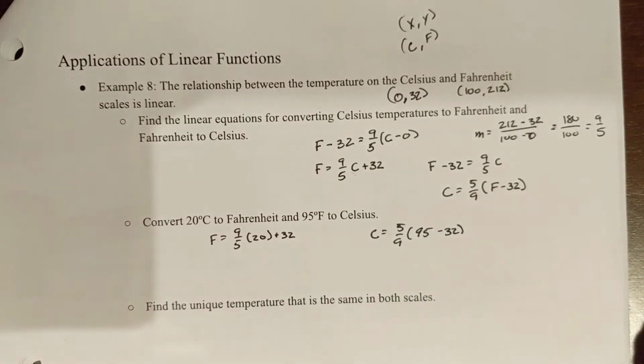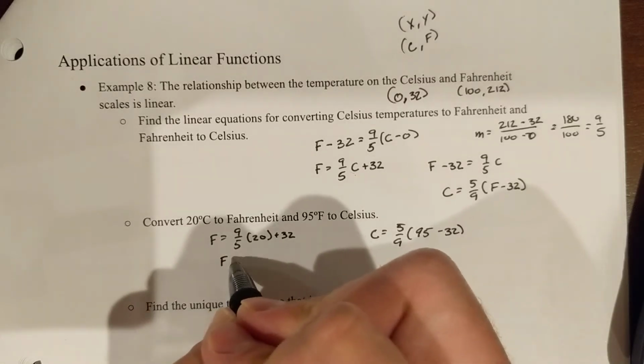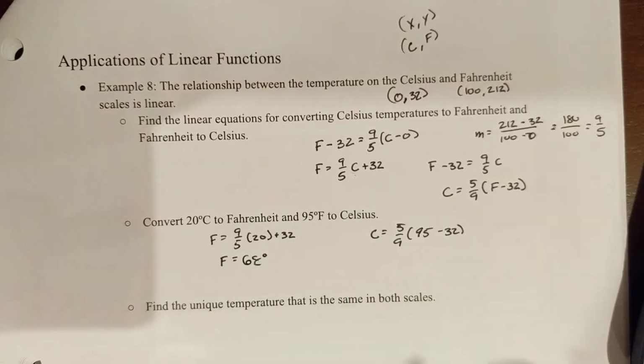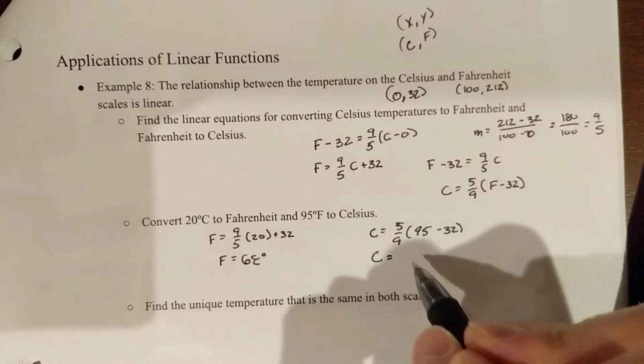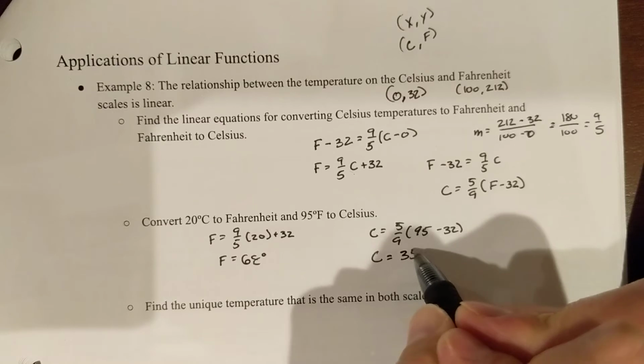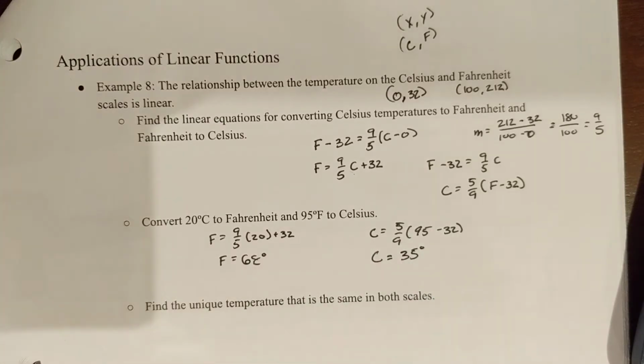And then it all just goes in your calculator. So 9/5 times 20 plus 32. So this is 20 degrees Celsius is 68 degrees Fahrenheit. And then over here, 95 minus 32, and then times 5/9. So 95 degrees Fahrenheit is equal to 35 degrees Celsius.